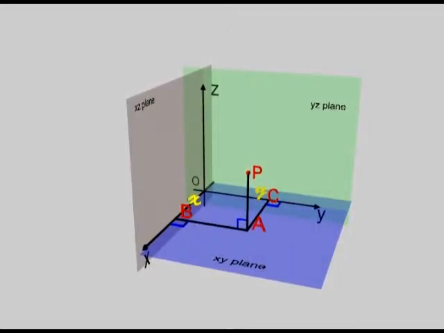To determine the z-coordinate of point P, draw a line perpendicular to the yz plane. It meets the yz plane in point D. From point D, draw a line perpendicular to the z-axis. It meets the z-axis at point E. The length of OE is the z-coordinate of point P.